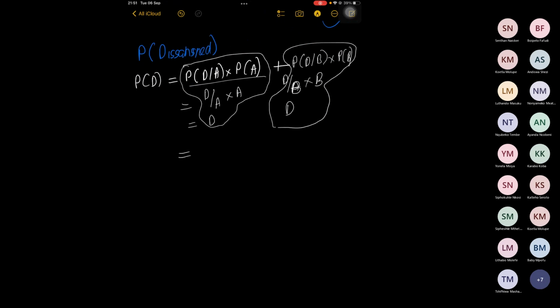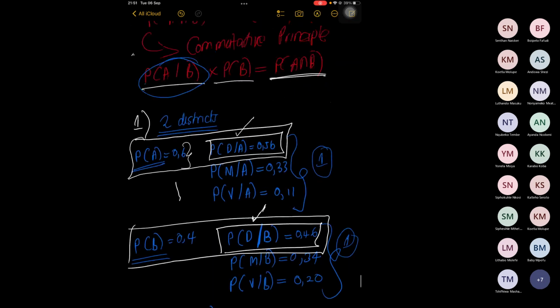So the probability of dissatisfied is going to be the probability of D given A times the probability of A, plus the probability of D given B times the probability of what? Of B. Then how do you go about it? You already know these probabilities, isn't it?